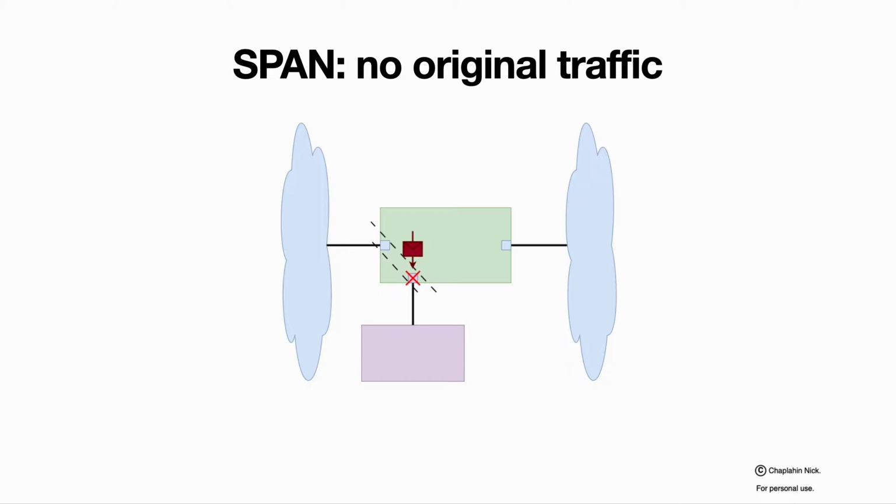A specific of the SPAN mode is that the destination port is removed from the normal operations of our device. It means that no original traffic can egress or ingress the destination port. It's not allowed. It will be dropped. It processes only mirrored traffic. That's it. No other packets can be captured there.